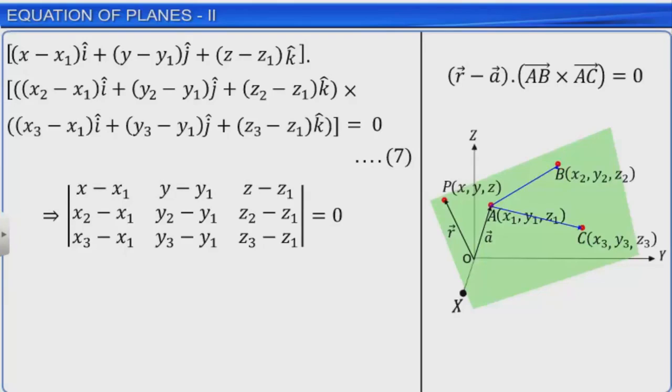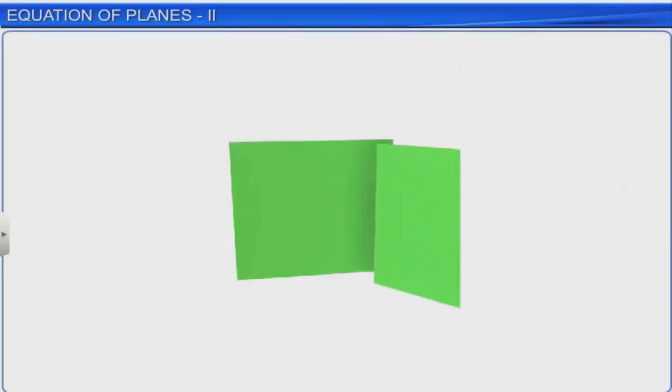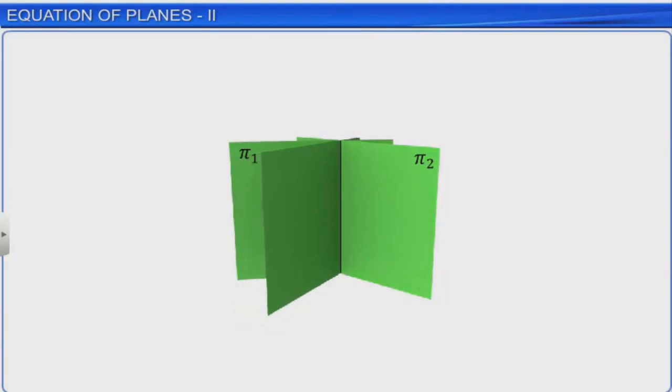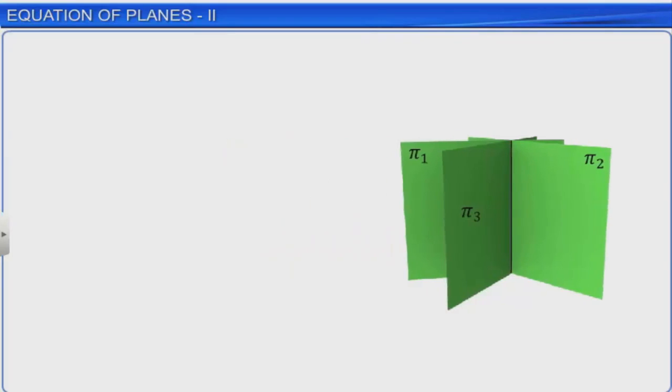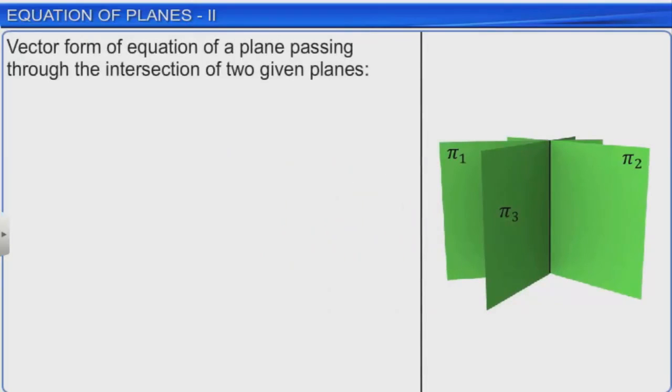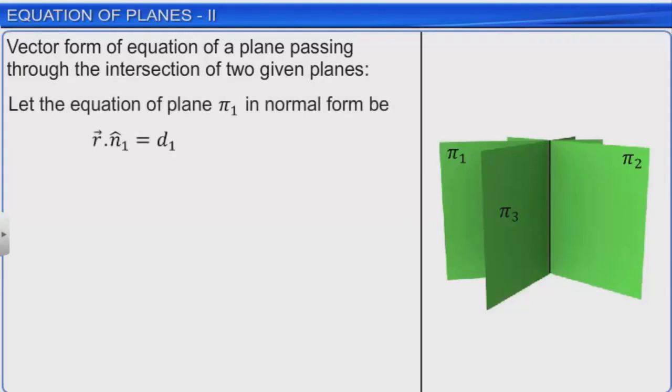Consider 2 planes, pi1 and pi2, intersecting at a line, as shown. Now, consider another plane, pi3, passing through the line of intersection of planes pi1 and pi2. We will first derive the vector form of the equation of plane pi3 passing through the intersection of two given planes pi1 and pi2. Let the normal form of the equation of plane pi1 be given by equation 1.